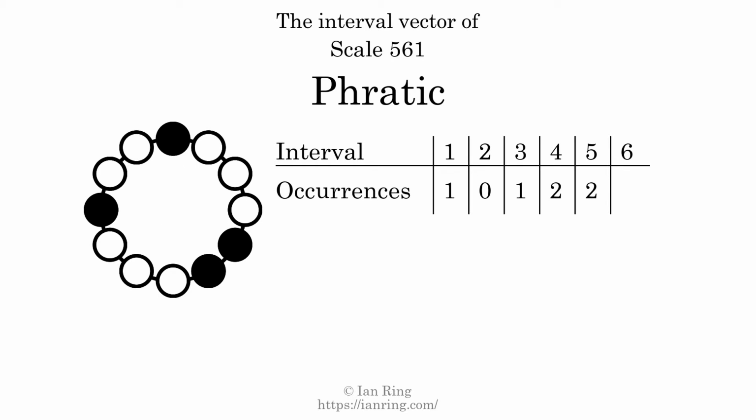There are 2 intervals with the size of 5 semitones. They are. Here. And here. There are no intervals with the size of 6 semitones. Each interval does not appear in this scale a unique number of times, so this is not a deep scale.